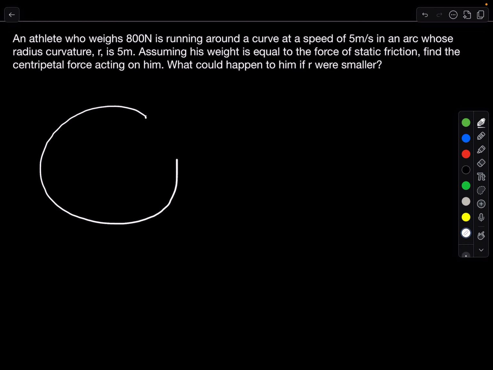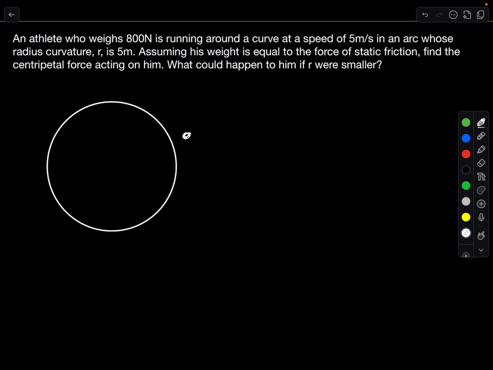So if we have a circle and there is a runner. I know I'm not a painter, I'm not a good artist. Basically, that's our runner. He runs at a constant speed. Speed is 10 meters per second. Note that it doesn't mean that the velocity is constant. Velocity is not constant because the runner is changing its direction. The direction of the velocity changes.